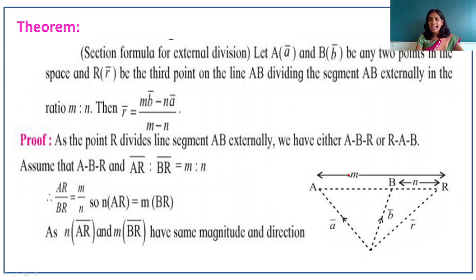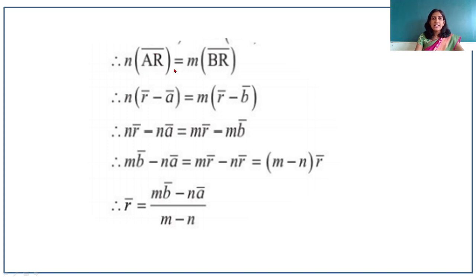So AR is M and BR is N. AR upon BR is equal to M by N, and this AR bar and this BR bar have the same magnitude and same direction. Therefore, N of AR bar is equal to M of BR bar.